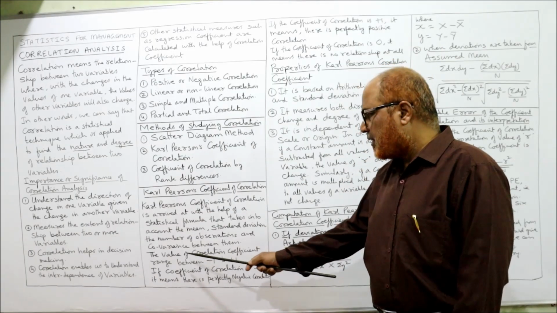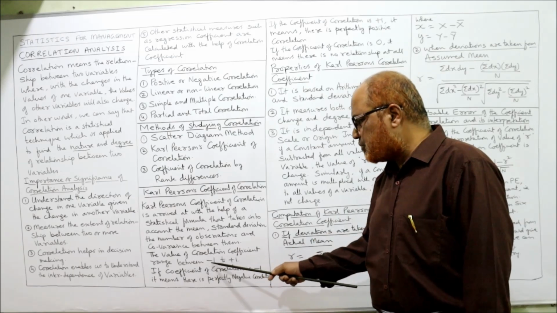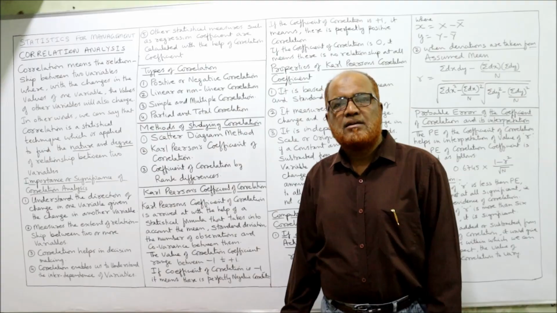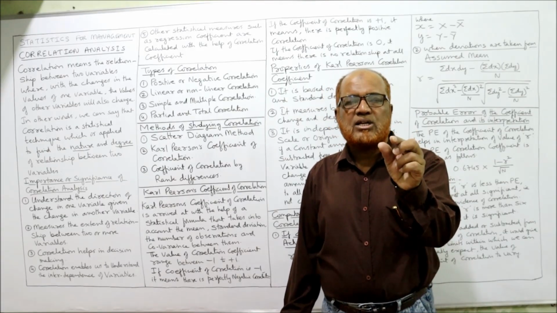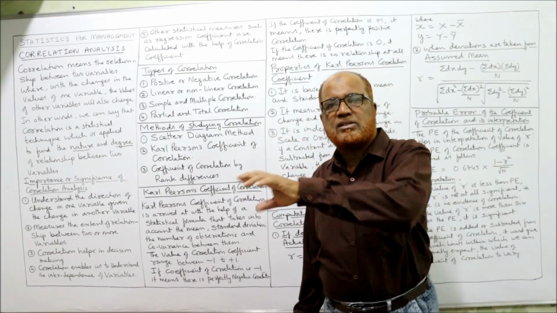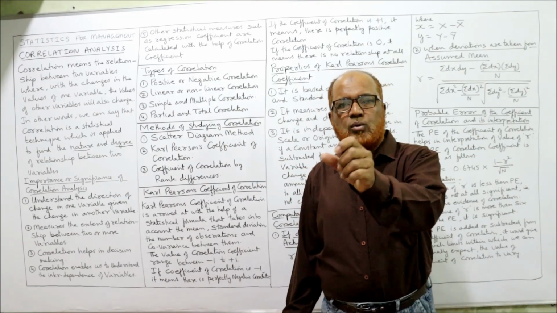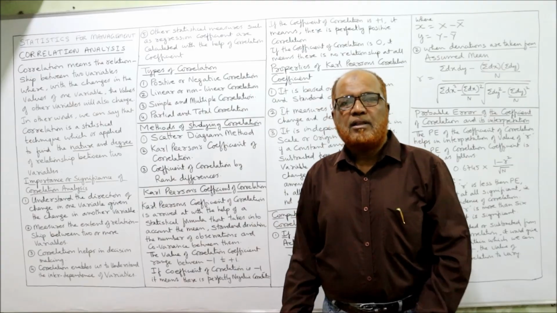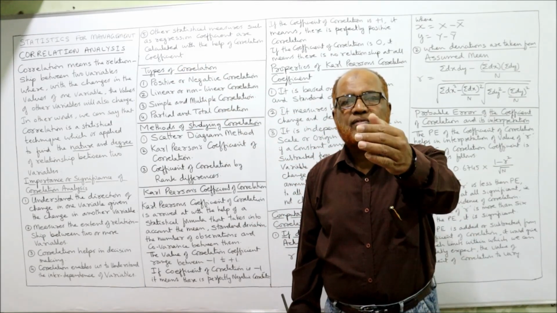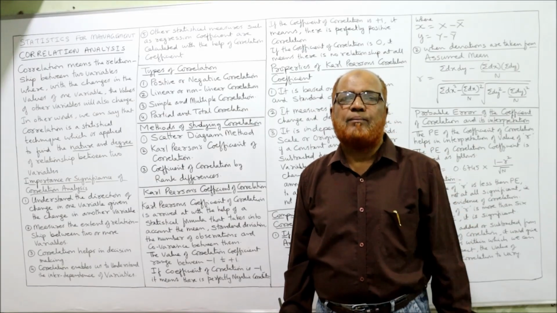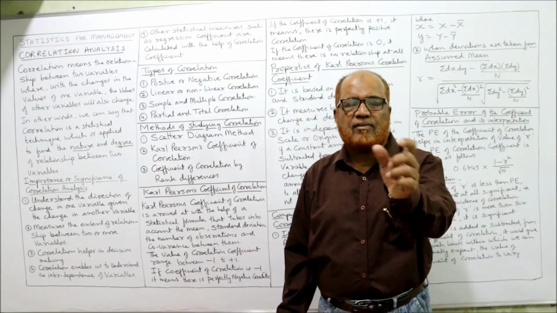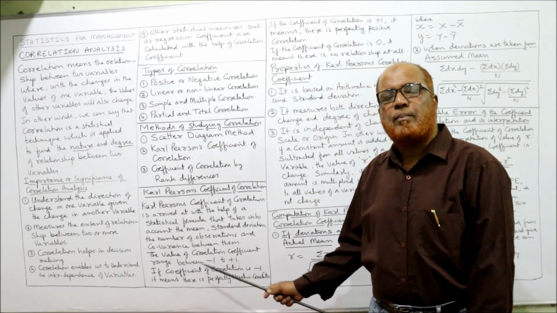The value of the correlation coefficient ranges between -1 and +1. Karl Pearson says the value will range from -1 to 0, and 0 to +1. The coefficient will never exceed +1, nor will it be below -1. It will range between -1 and +1.